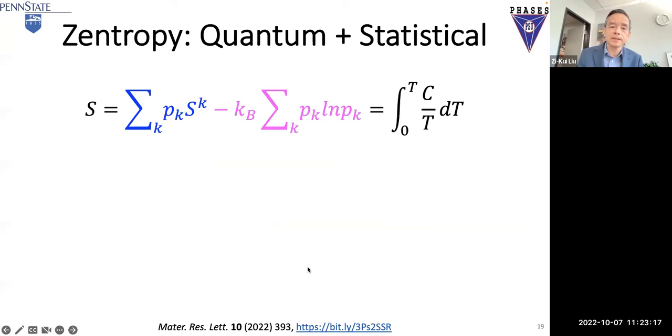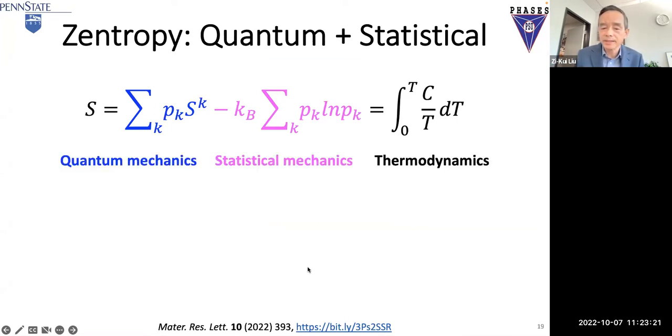So to summarize, Zentropy is really quantum mechanics plus statistical mechanics. We believe that if you count all the entropy, the calculated one should equal the experimental measurements. In experiments, you do not measure entropy directly; you measure the heat capacity and integrate it. That's what we learned from thermodynamics.